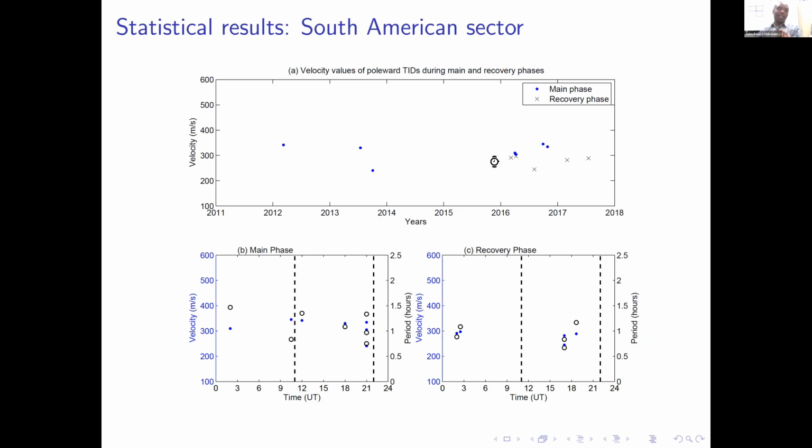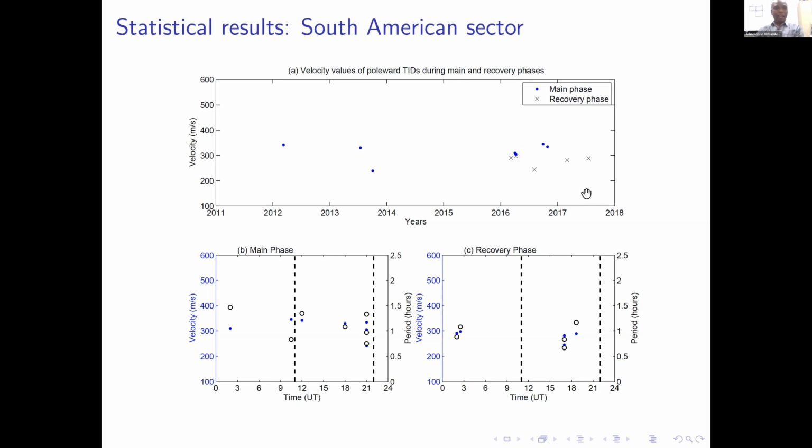Now, we are looking again for results from 2010 up to 2018. So the first panel is the velocity values of these forward TIDs during the main and recovery phases. And the main phase is plotted as the blue dots. And the velocity of these waves in the recovery phase is plotted as the black crosses. You'll see that there are not many cases over the American sector between 2012 up to around 2014.